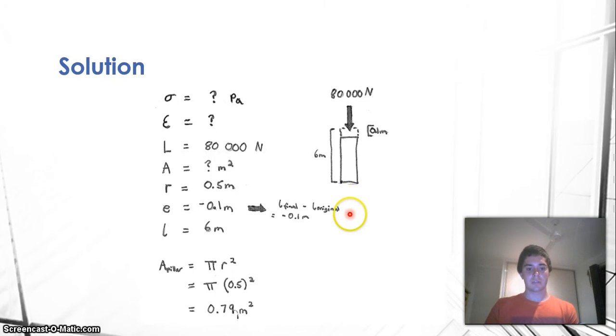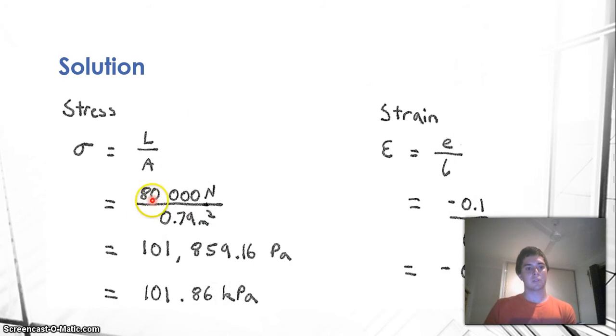Here's a solution to the question. We don't currently know the area of the base, but we can find that by using the formula pi r squared, which is the formula to find the area of a circle. We can then use all this data to then sub it into the formulas we discussed earlier. And this then gives us a stress of 101.86 kilopascals and a strain of negative 0.016 units.